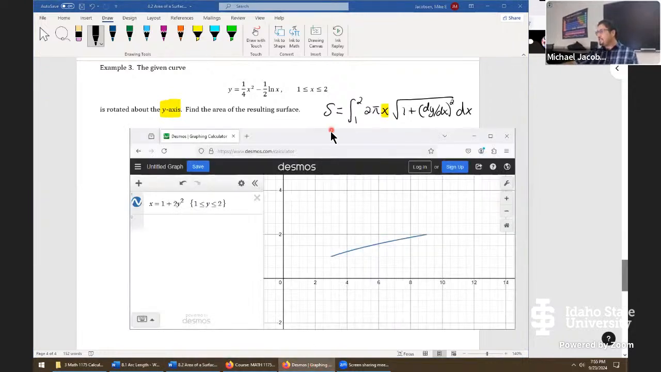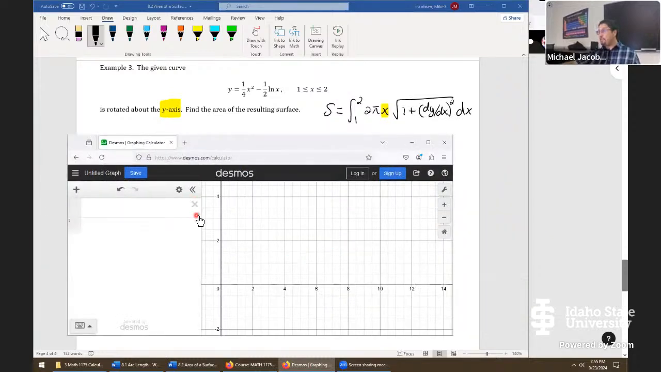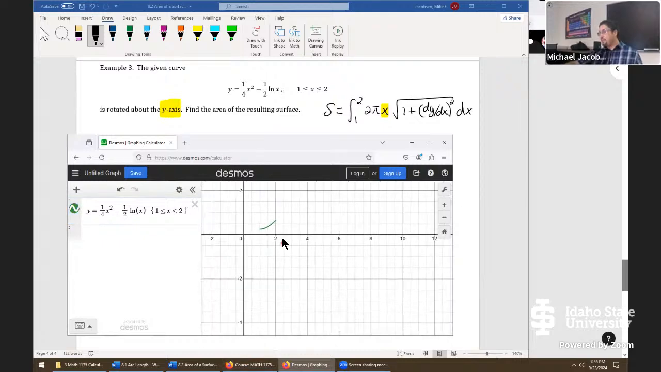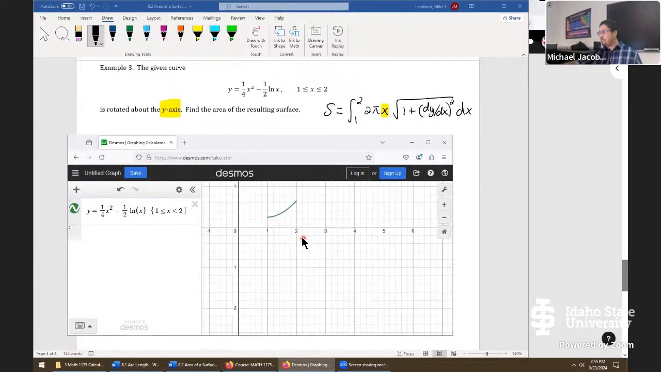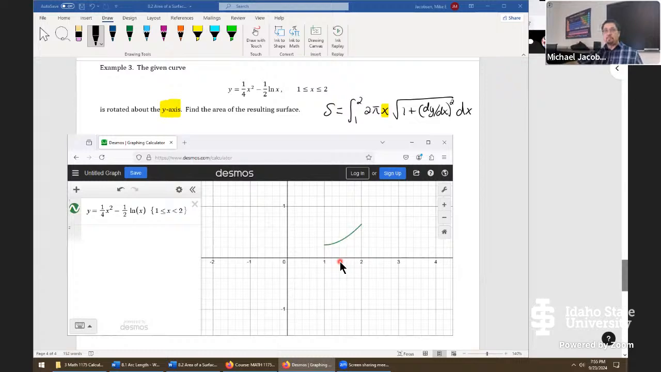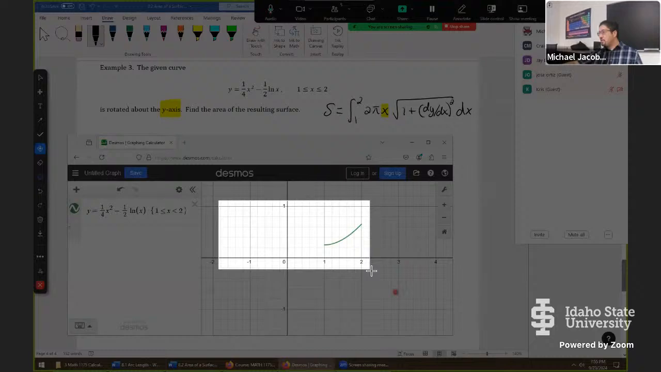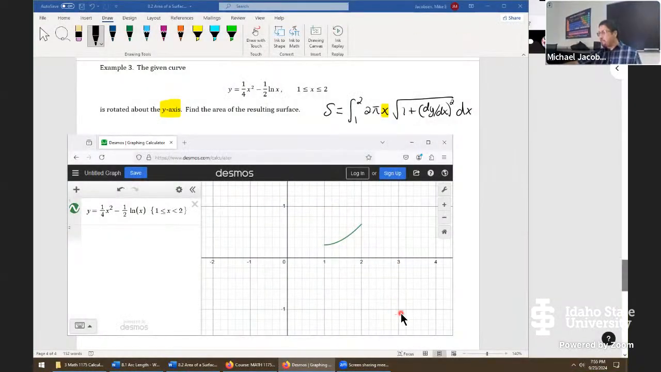But just because we can, and to emphasize it's helpful in the homework as well, let's plot the function and see if it even makes sense. So y equals 1/4 x squared minus 1/2 natural log x. That's a pretty interesting curve, but we're taking it from 1 to 2, so it gets reduced a little bit. We're taking that shape and rotating about the y-axis. So a graph about like this should do the job for us. We try to make it more symmetric.